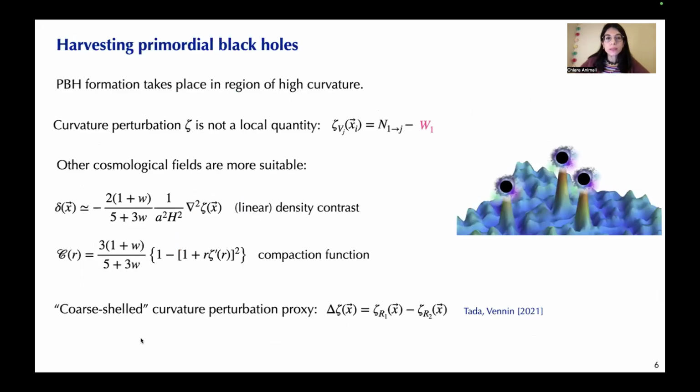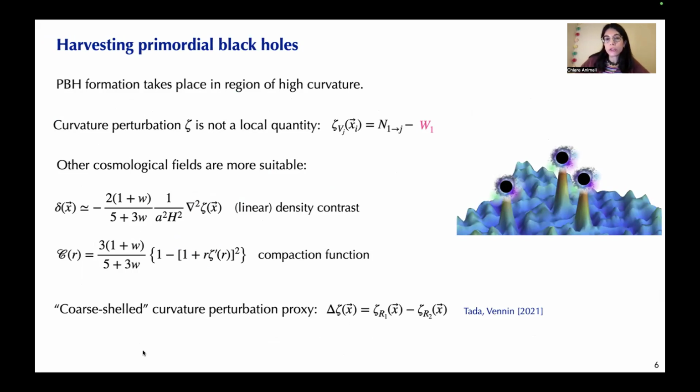Stochastic trees are also ideal tools to harvest primordial black holes, and let me just make a few comments. We know that primordial black hole formation takes place in regions of high curvature, but using the curvature perturbation zeta is not always well justified, especially if we have large quantum diffusion effects. First, because it's defined with respect to a certain observer, and second, because it's not local.